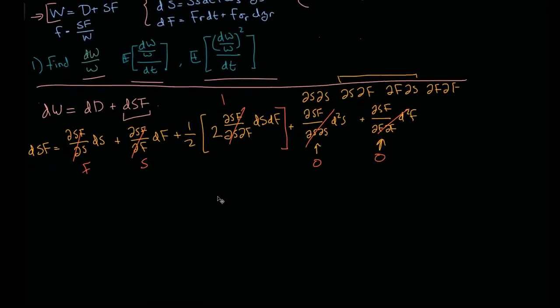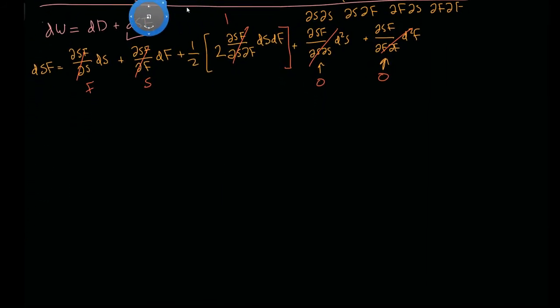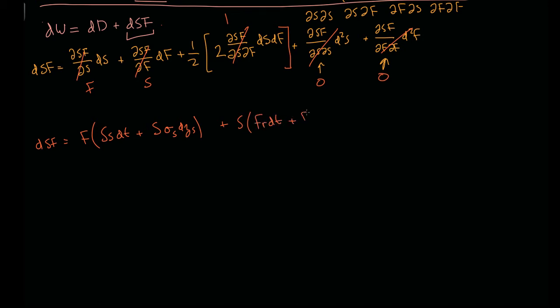Let's scroll down and get some more space, and then plug in what we know. From just the information that's given to us, that's going to be F times dS, which was mu_S S dt plus S sigma_S dz_S, and that was dS. And then dF was F r dt plus F sigma_R dz_R. And then we need to do the Ito term. This 2 and this 1/2 cancel, so we're just left with dS dF.